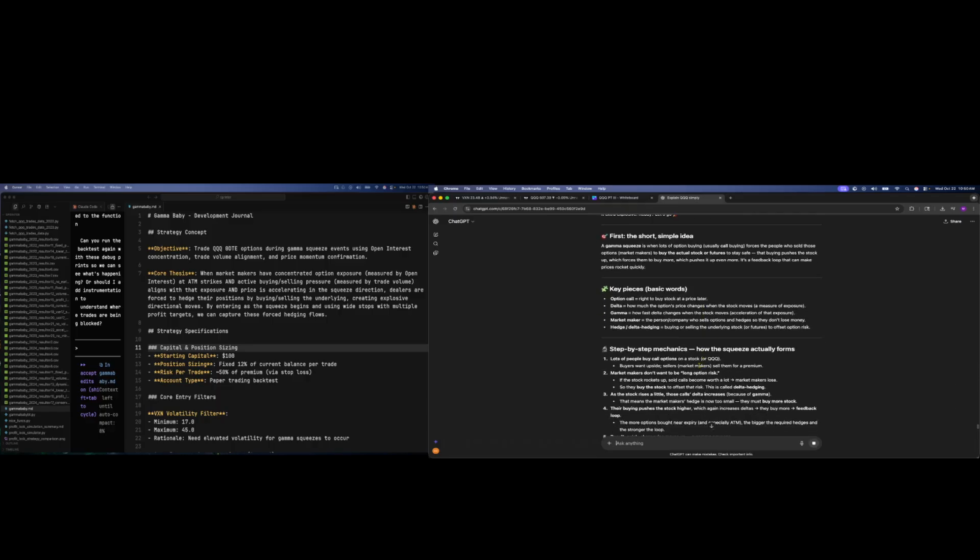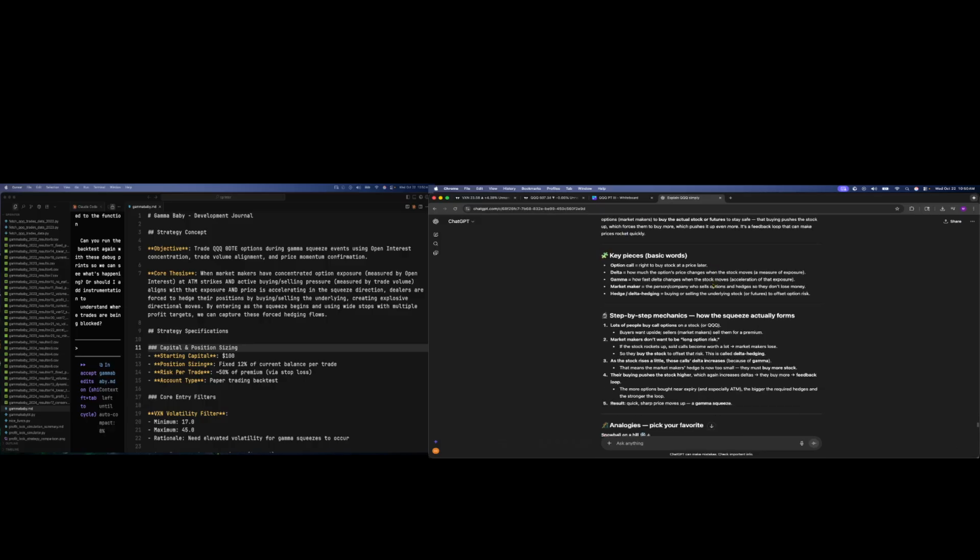All right. A gamma squeeze is when a lot of people are buying, usually call buying, that forces the people who sold those options, the market makers, to buy the actual stock or futures to stay safe. Their buying pushes the stock up, which forces them to buy more, which pushes it up even more. It is a feedback loop that can make prices rocket quickly.